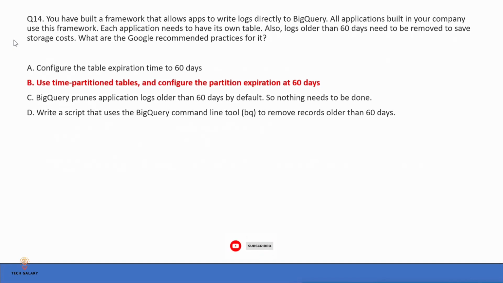Option C, BigQuery prunes application logs older than 60 days by default, so nothing needs to be done. This is not correct because there is no default behavior to prune logs after 60 days in BigQuery. Option D, write a script that uses the BigQuery command line tool bq to remove records older than 60 days. Even this option is not correct. There is no need to create a script as BigQuery already offers this feature. So option B is the correct solution for this question.